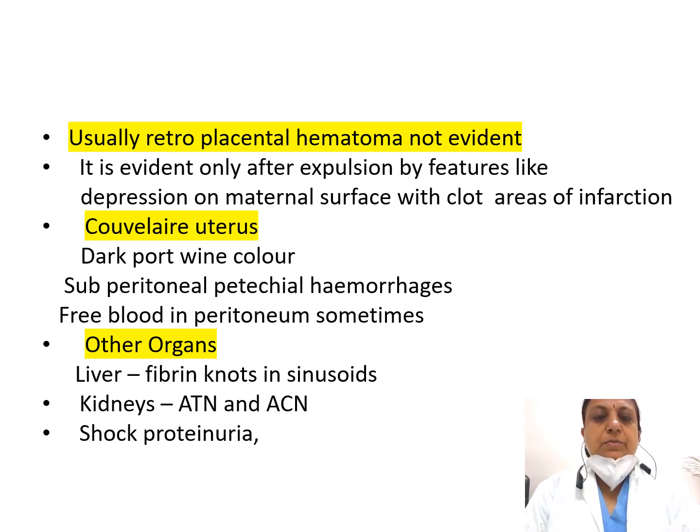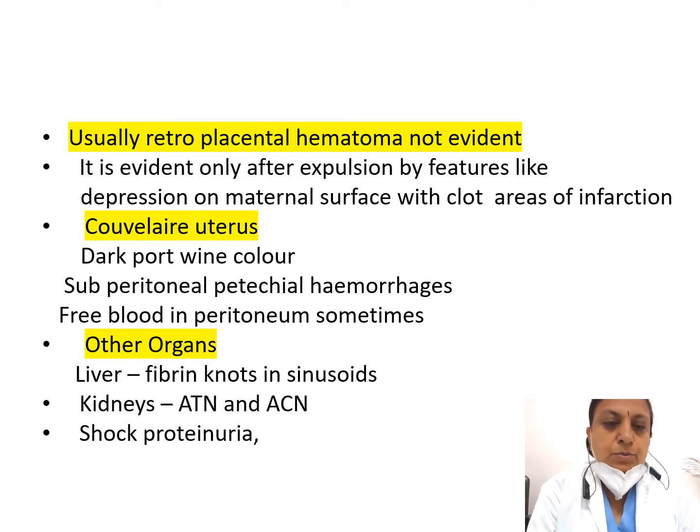Usually, the retroplacental hematoma is not evident. It is evident only after expulsion by features like depression on the maternal surface with clots and area of infarction. In the Couvelaire uterus, as I have told you, dark port wine colored uterus surface is there. Subperitoneal petechial hemorrhages are present. Free blood in the peritoneum sometimes is present.